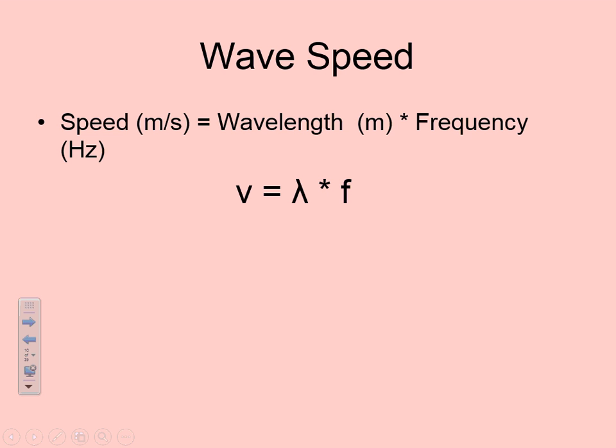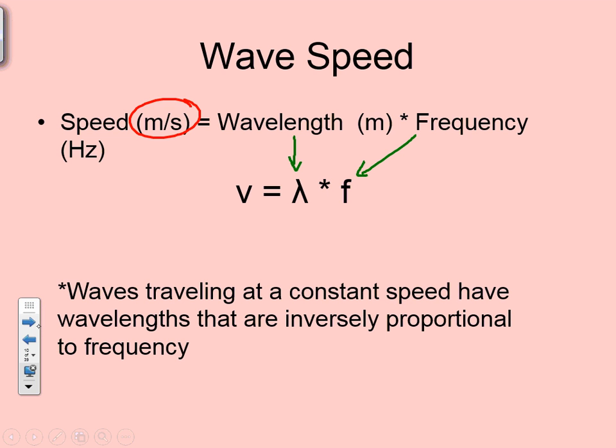So we're going to take the wavelength in meters. We're going to take the frequency in hertz. We're going to multiply them together, and we're going to get velocity. Now, what is our unit for velocity? It's still meters per second. So we can take this equation, and we can figure out the speed.